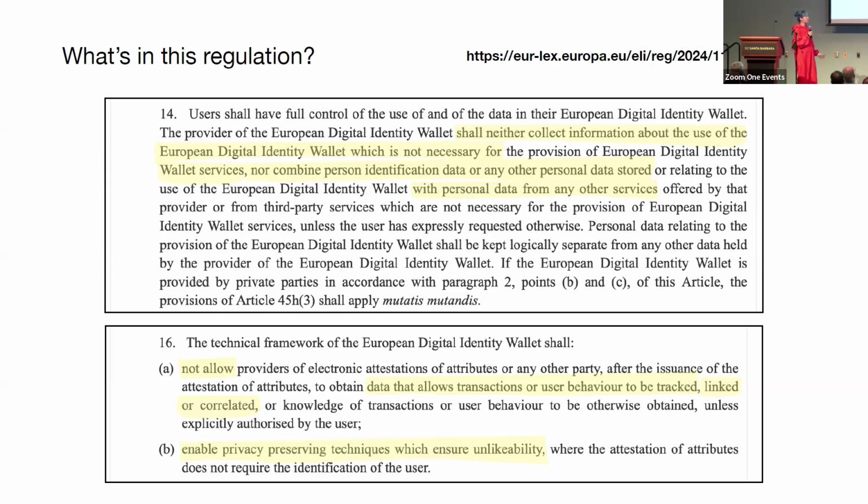Surprisingly, they're really privacy conscious. They were like, hey, we don't want this wallet to collect information about the digital ID. We don't want you to do anything with other data. And we don't want you to allow transactions to be tracked or linked or correlated. And especially we want to enable privacy preserving techniques, which preserve unlinkability.